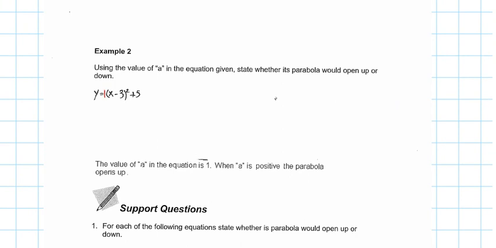Is 1 positive or negative? It's a positive 1, right? Positive A value, so the A value equals 1. It's a positive A value, that means the parabola opens up. Are we okay with this?